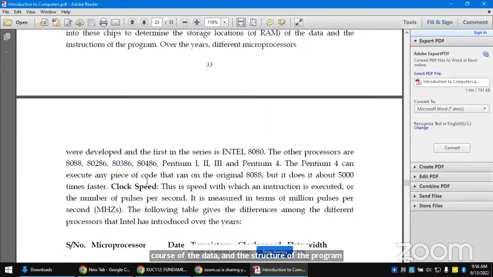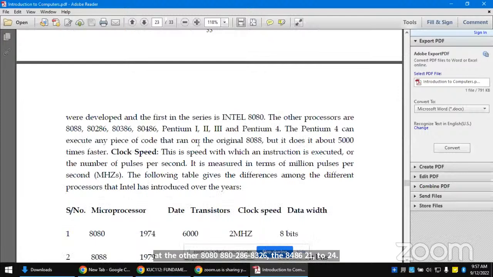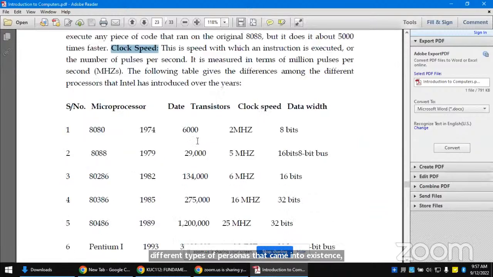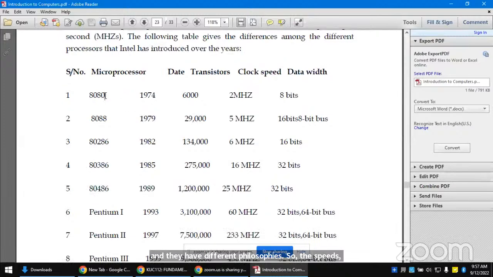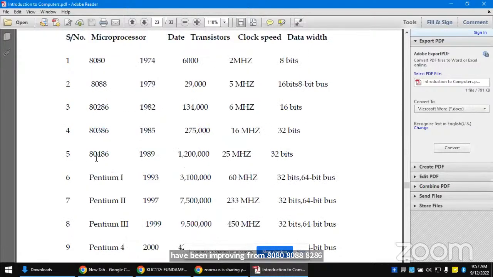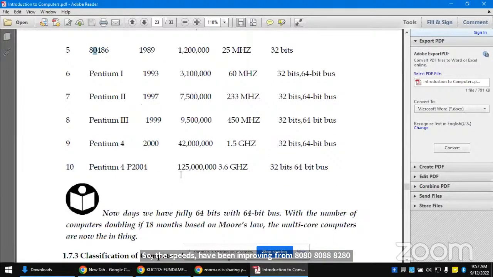Over the years, different microprocessors were developed, and the first in the series is the Intel 8080. The other processors are the 8088, the 8286, the 8386, the 8486, and Pentium 1 to Pentium 4. The Pentium 4 can execute any piece of code that ran on the original 8080, but it does it about 500 times faster. As you note, there are different types of processors that came into existence, and they have different clock speeds. The speeds have been improving from the 8080, 8286, 8386, 8486. Now the processors have improved, and we even have Core 2 Duo. There are so many processors. These are older ones, but currently we are doing very well with the current generation.